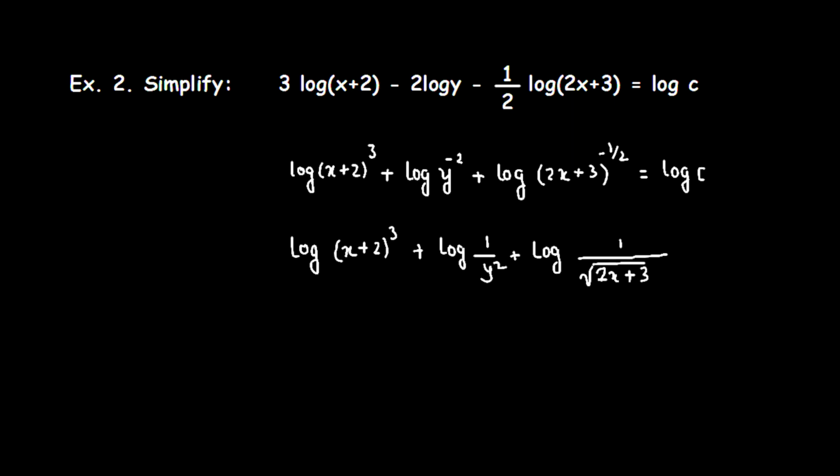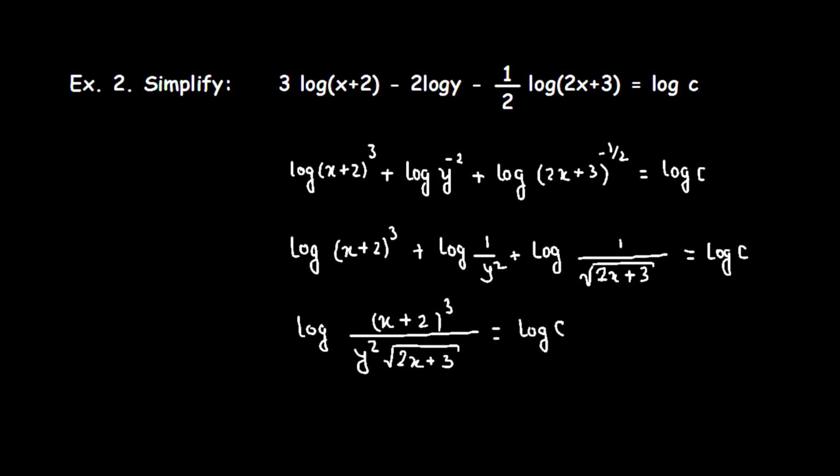Now we're going to combine the 3 terms on the left hand side. So that should give us log of x plus 2 whole cubed divided by y squared times square root of 2x plus 3, that is equal to log of c. Now we can get rid of the log from both of the sides, so that should give us x plus 2 whole cubed divided by y squared times square root of 2x plus 3 is equal to c.